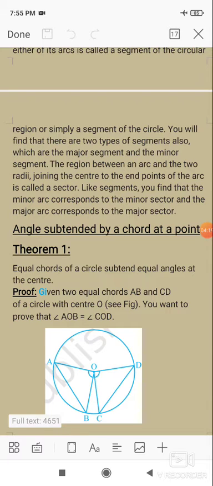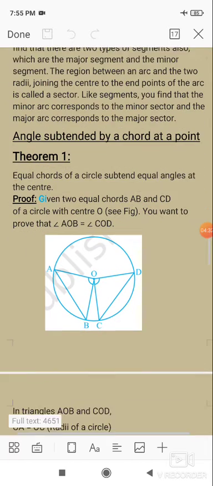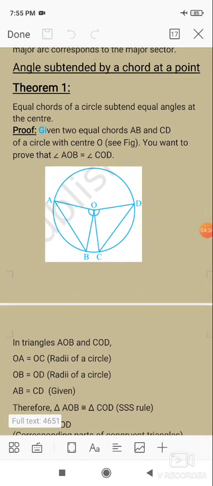Now listen in this figure. Given two equal chords AB and CD of a circle with center O. You want to prove that what? Angle AOB equal to angle COD. Now for the proof, listen. In triangles AOB and COD, OA is equal to OC, radius of the circle. OB equal to OD, that is also a radius of the circle.